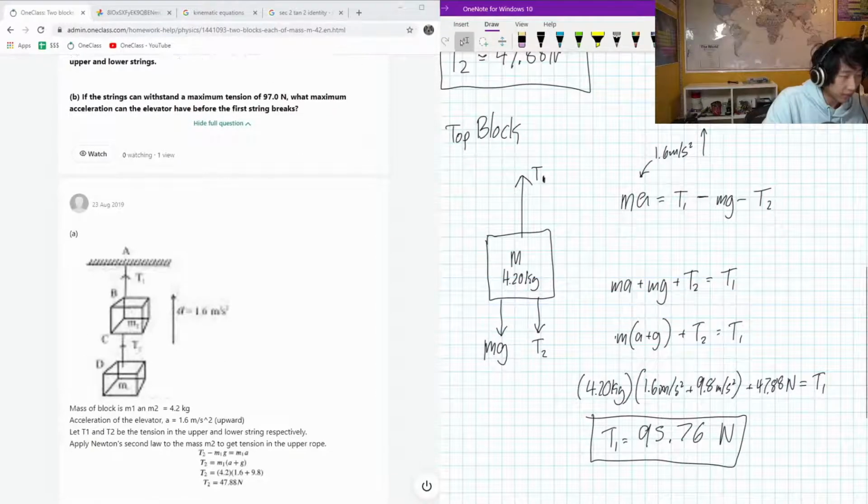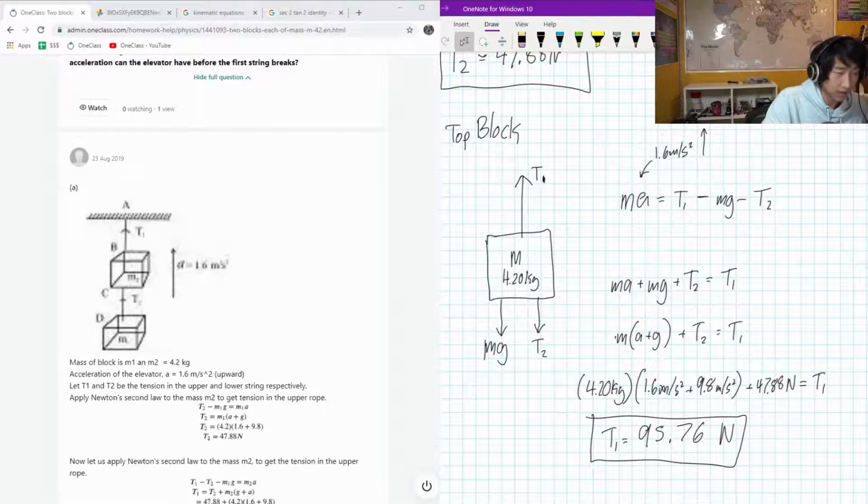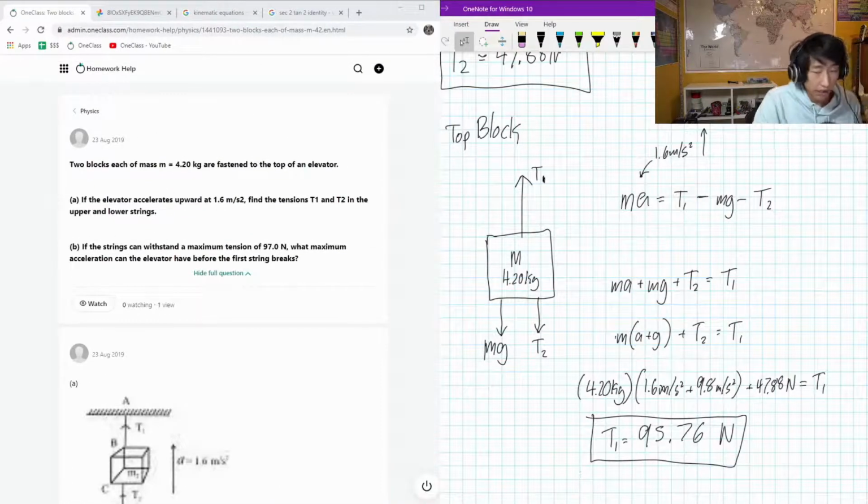Hopefully we have a similar calculation here, precisely the same. Awesome. Okay, so now let's look at part B. If the strings can withstand a maximum of 97 newtons, what is the maximum acceleration before the first string breaks? Okay, so the maximum here, we can actually see that the tension in T1 is just going to be double T2.